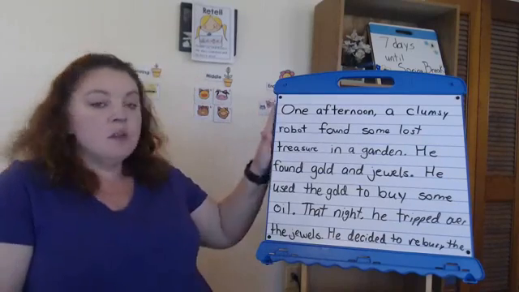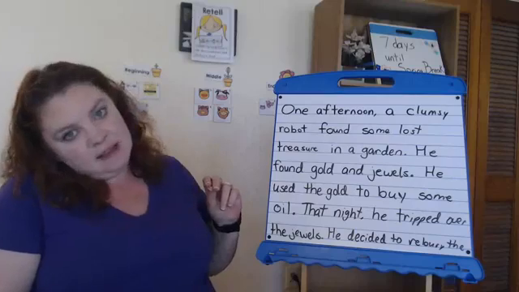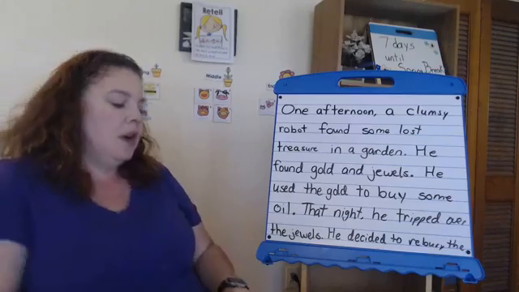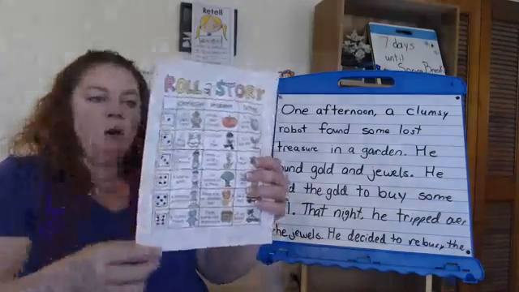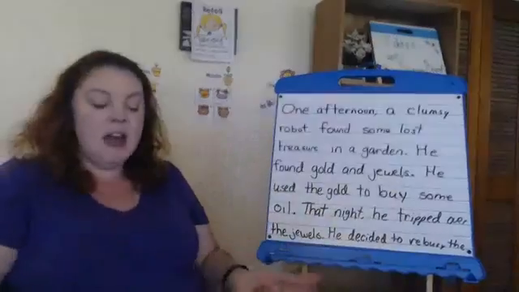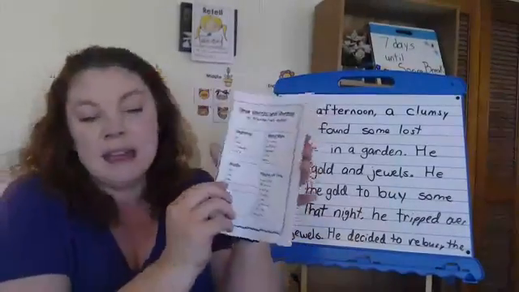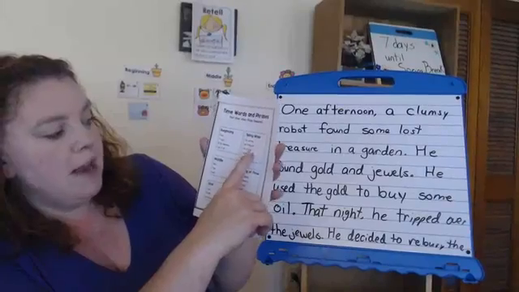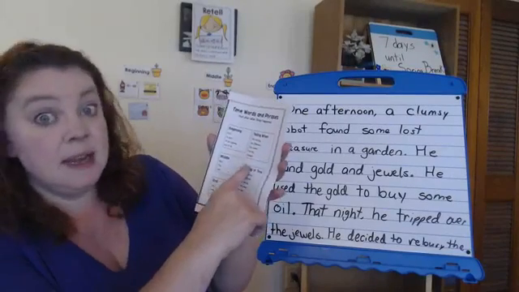So when you're writing, now I wrote kind of fast. You're not going to write that fast. You're going to take your time. So you're going to roll to get your character, roll to get your problem, roll to get your setting. Then you've got all these little phrases, and Mom and Dad can help you with these phrases, like telling when, one morning, one afternoon, one evening, one day, suddenly.